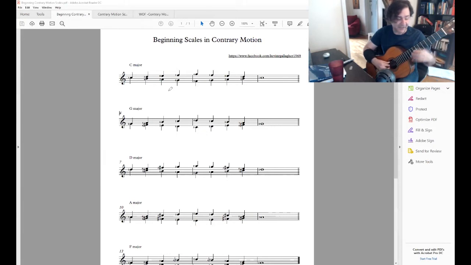Right, and we have it in G major. D major. A major, I'll stop there. Right, so they sound very nice.